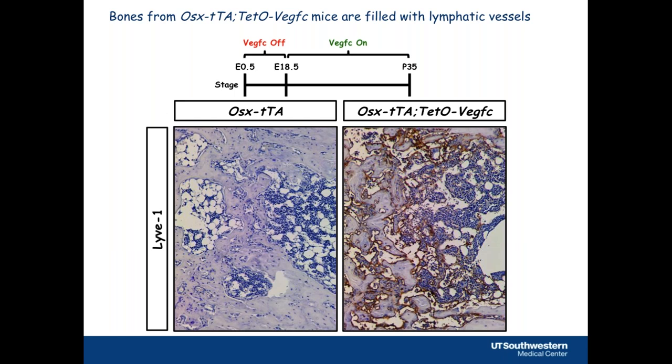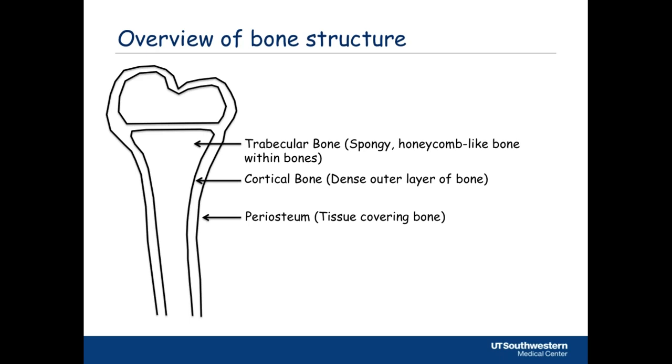And what I'm showing here are sections of tibia that have been stained with an anti-LYVE-1 antibody. And LYVE-1 is a marker of lymphatic endothelium. You can see in the control mouse, there are no lymphatic vessels in the bone. In contrast, in the double transgenic mouse, the bone is filled with lymphatic vessels. So these data show that overexpression of VEGF-C in bone is sufficient to stimulate the formation of lymphatics in bone. We then set out to characterize the development of bone lymphatics in our double transgenic mice.